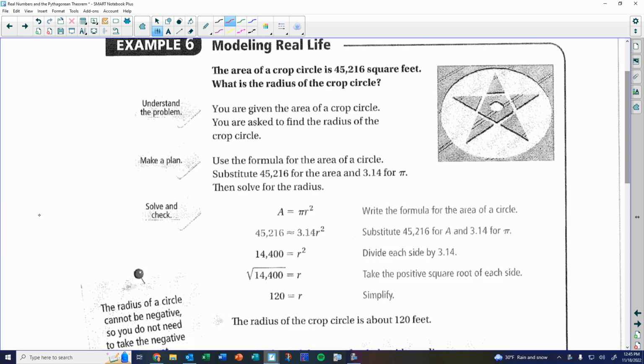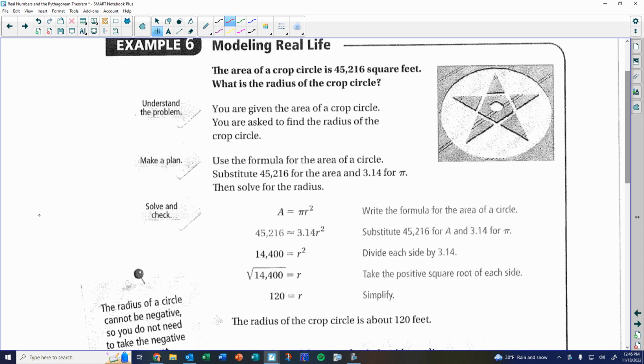So we learned about square roots. We learned how to find the square roots of perfect squares. We have learned about solving expressions, equations, and now how we can use it to solve a real life story problem. So this one has to do with the crop circle. The crop circle is 45,216 square feet. What is the radius of the crop circle?